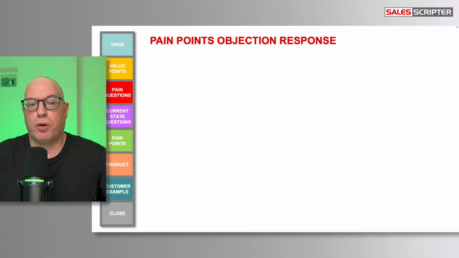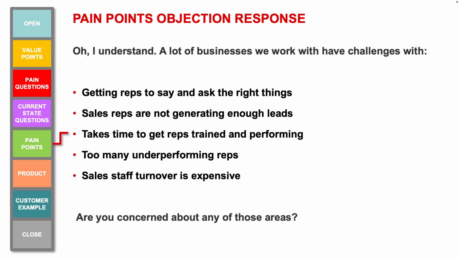We could also use your pain points as an objection response. So the prospect says, oh, we're not doing anything right now. Okay, well, hey, listen, a lot of businesses that we work with often have issues with this, this, and this. Are you concerned about any of those, or are those just areas you have everything covered? So instead of just accepting their objection, this gives you something to say.